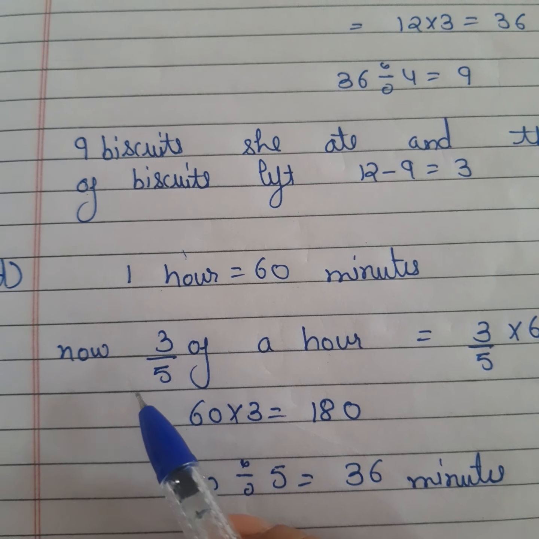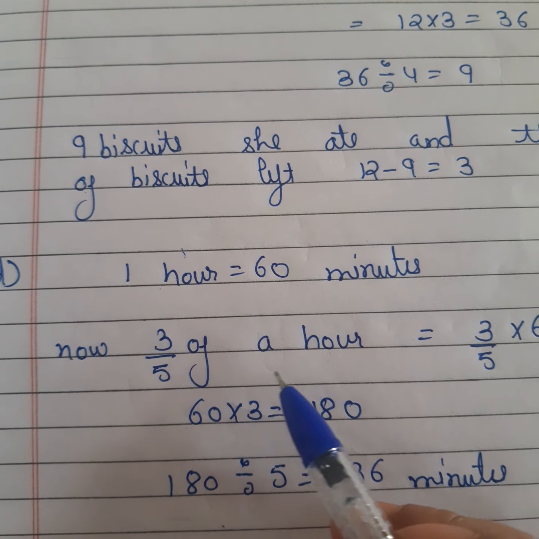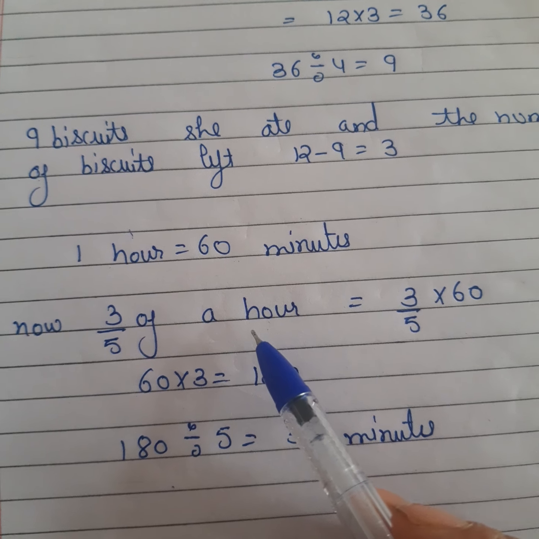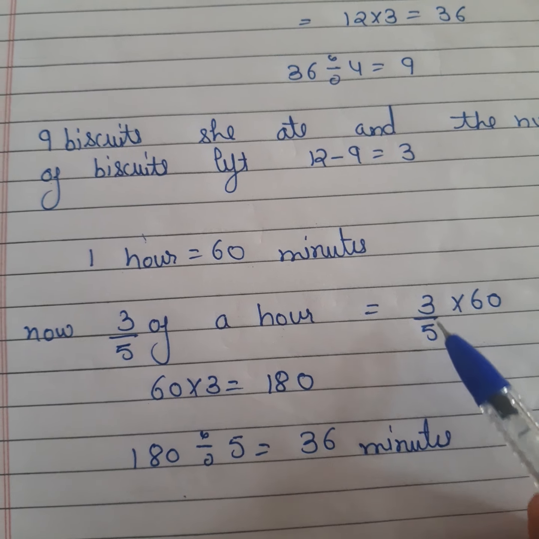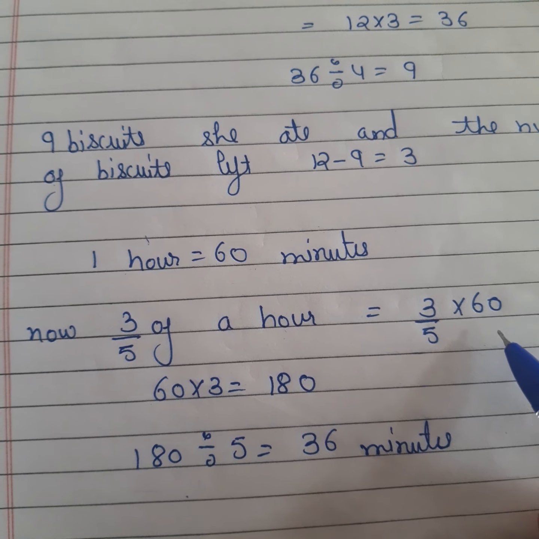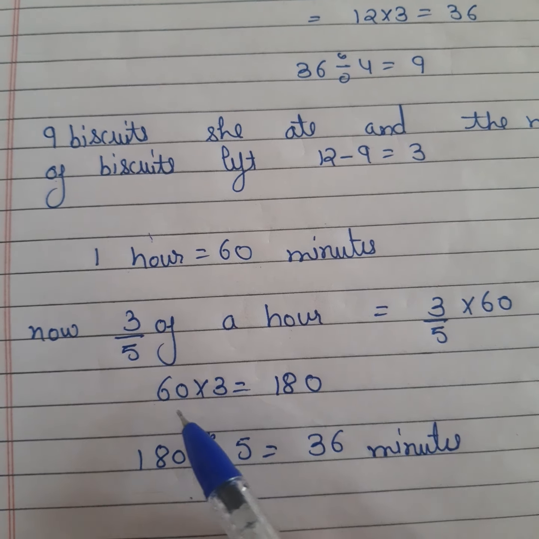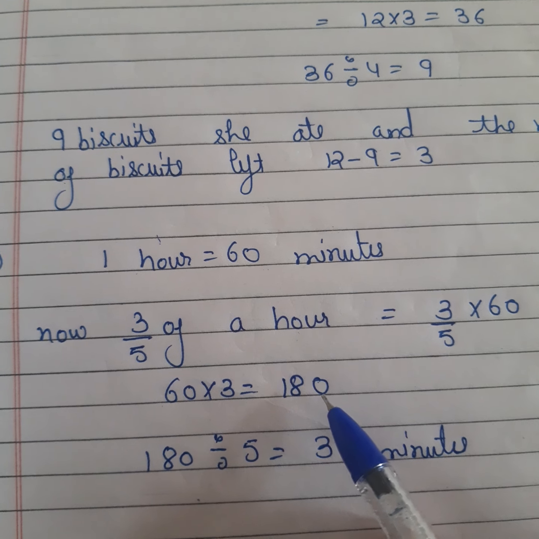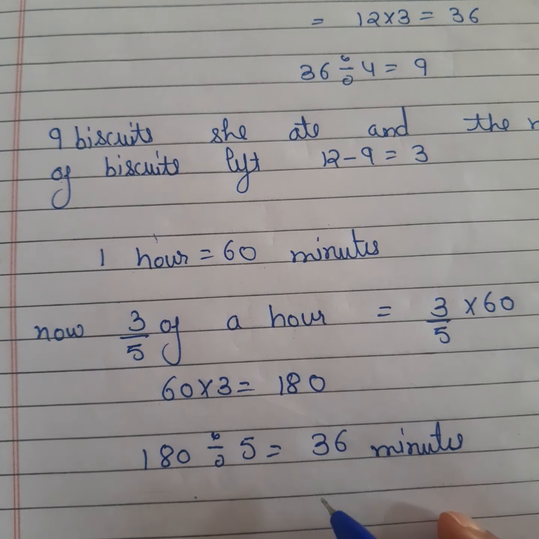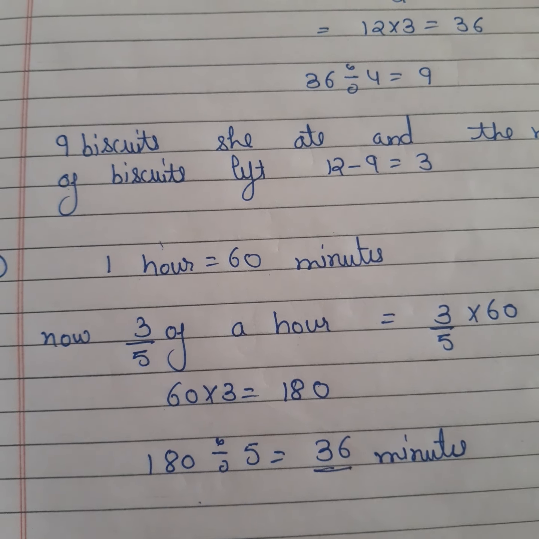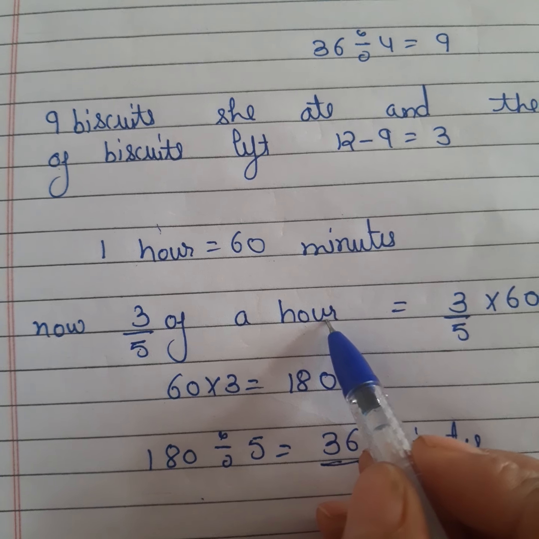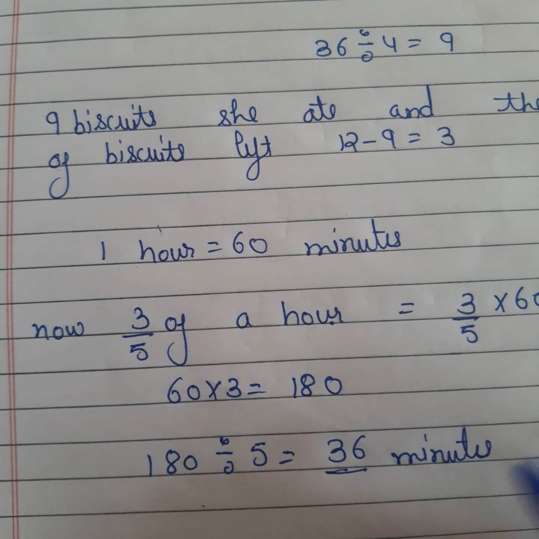Now we have to calculate the 3 by 5 of the hour. So because 1 hour is equal to 60 minutes, we will write here 3 by 5 multiplied by 60. First of all, we will multiply 60 with 3. We will get here 180. Then we will divide it by 5. Then we will get our answer as 36 minutes. So if we calculate the 3 by 5 of an hour, then it will be 36 minutes.